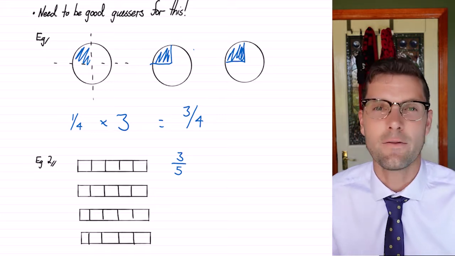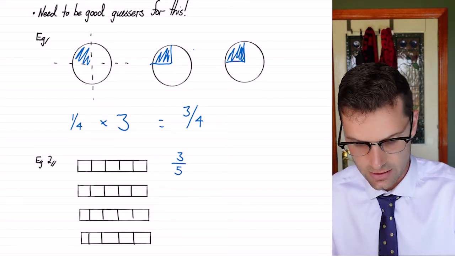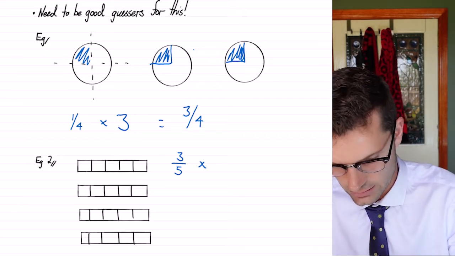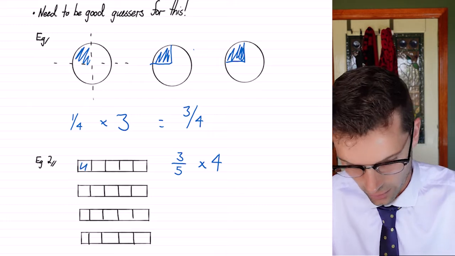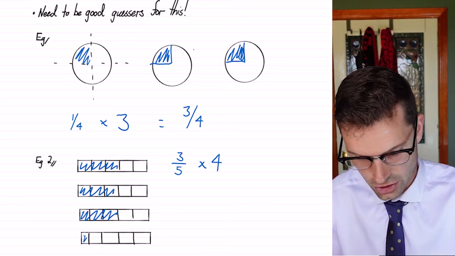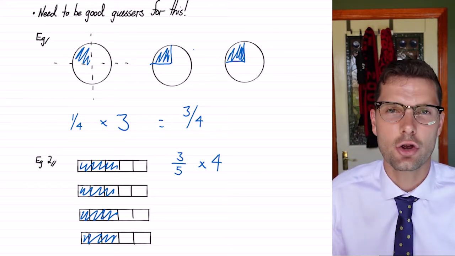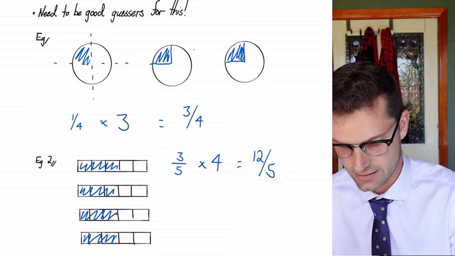In this one here, I've got 4 wholes, okay, that have been broken up into 5. So this could be 3 over 5 times 4. So in each one of these wholes, I've got 3 out of 5 boxes. So my total answer is I've got 12 boxes, or 12 of these fifths.